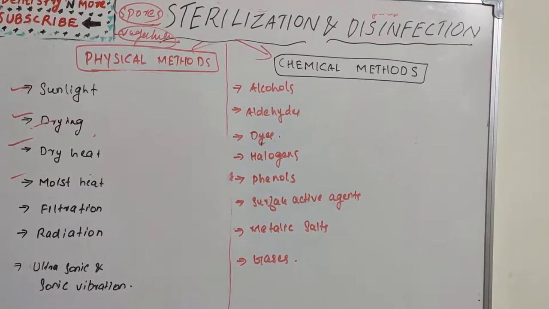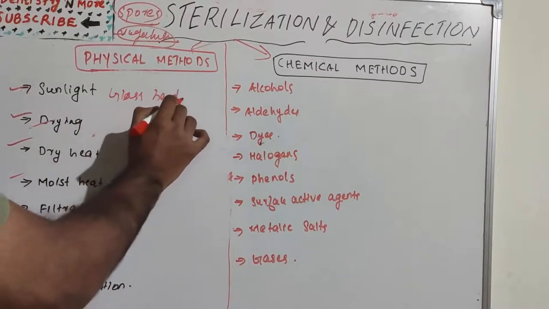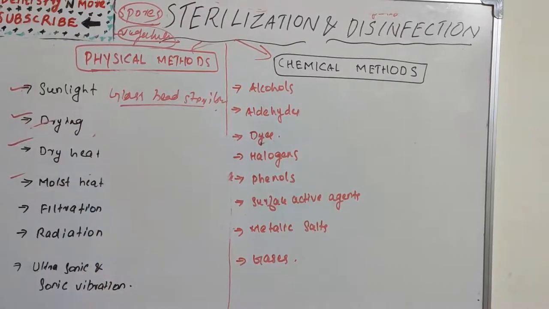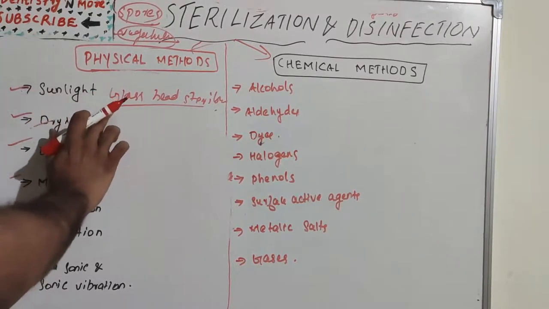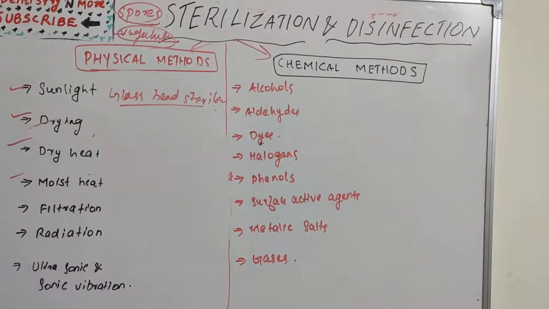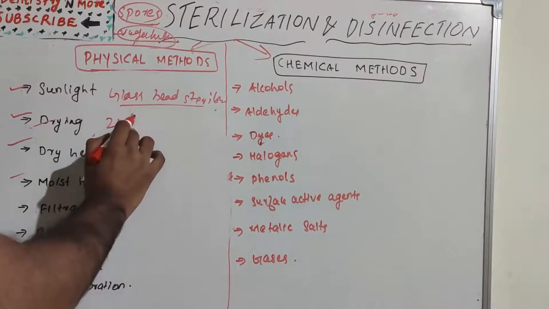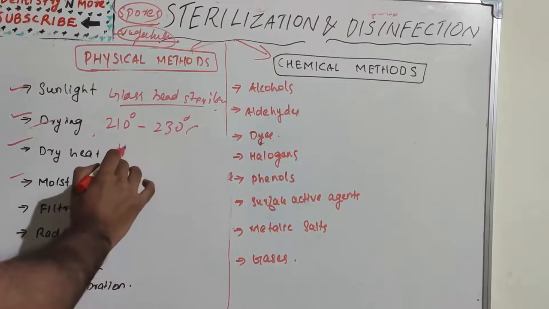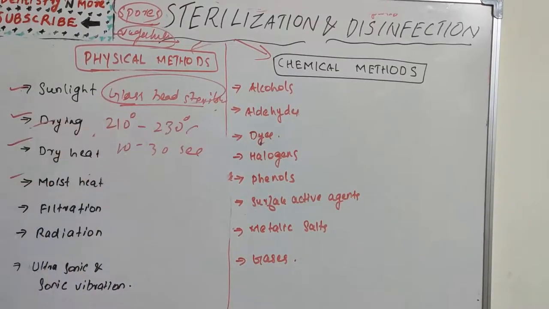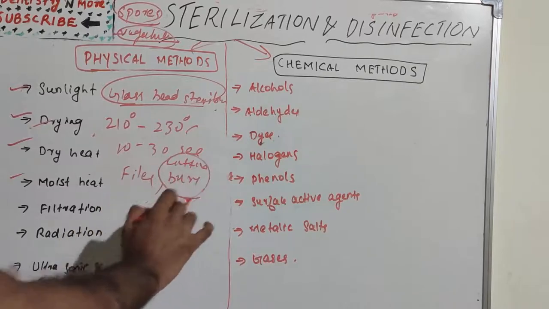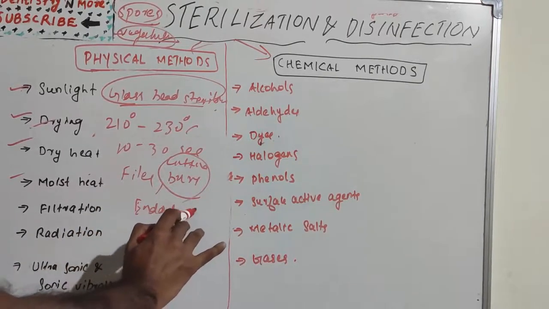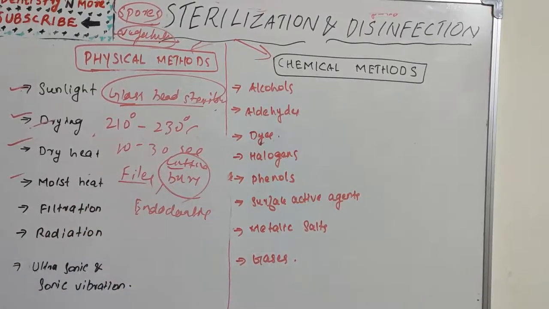The next one we have is the glass bead sterilizer. We all must have seen it in dental clinics, mostly in endodontic departments, where the files are cleaned with this particular sterilizer. It is a small piece of equipment with small glass beads which works at a high temperature, that is 210 to 230 degrees for 10 to 30 seconds. The glass bead sterilizer is mainly used to sterilize endodontic files and cutting burrs. So it is most commonly seen in the endodontic department, where it is mostly used for cutting burrs and files.